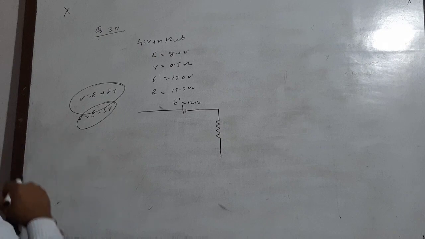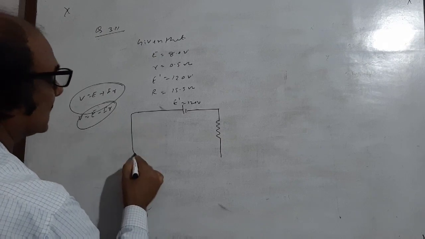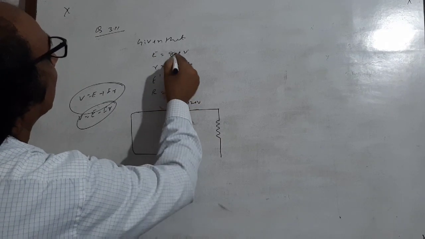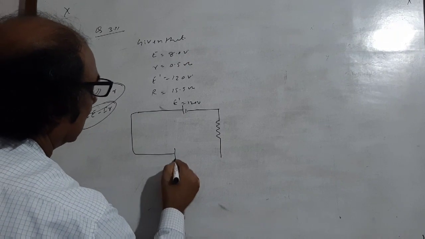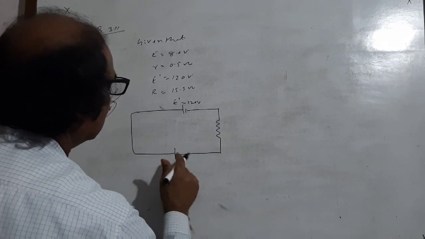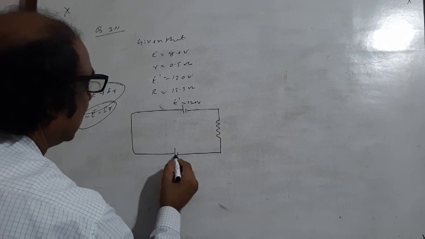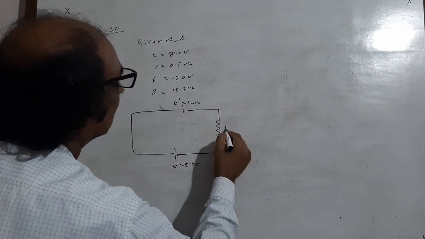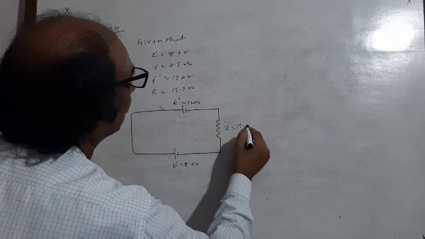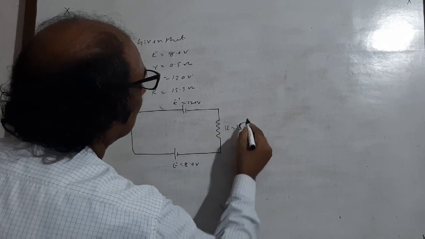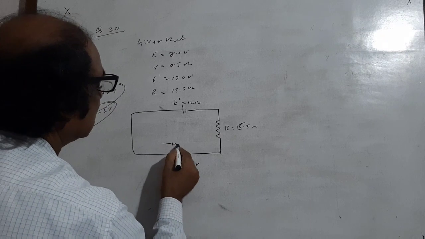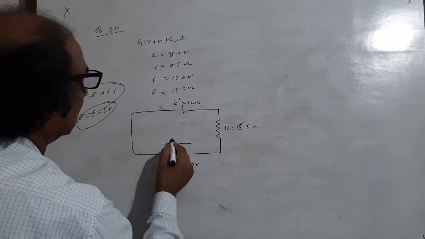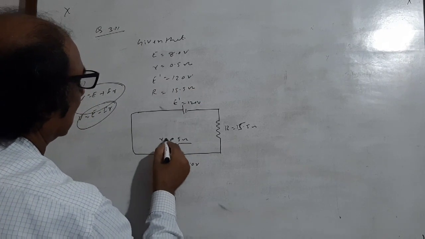when the current is drawn from the cell. But in this situation, the cell like 8 volt is charged by this cell. So here E equals 8.0 volt, capital R equals 15.5 ohm, and internal resistance of this cell 0.5 ohm. This is the small r.